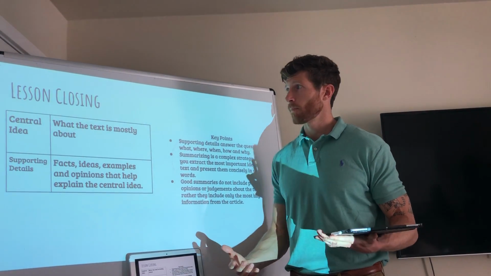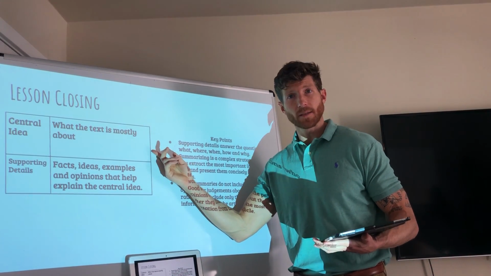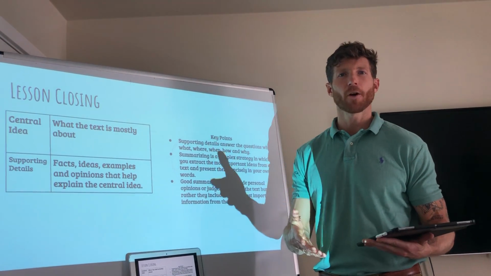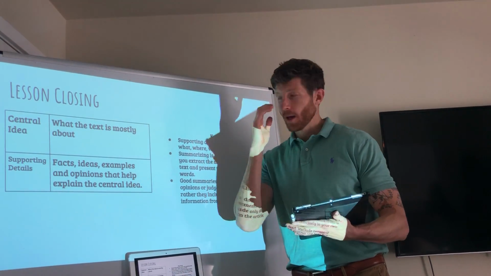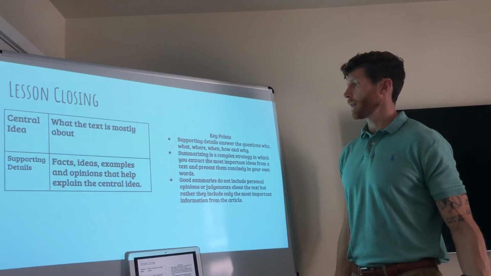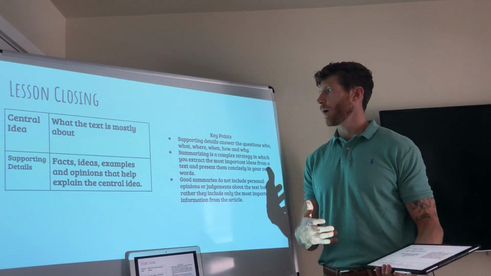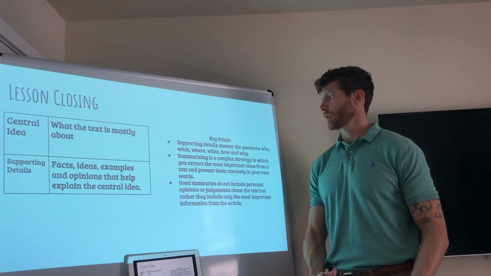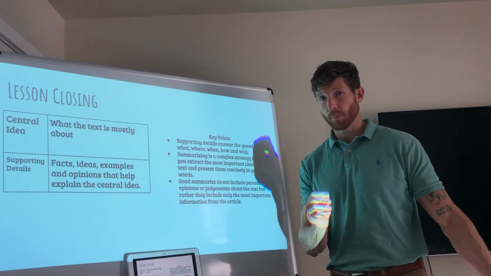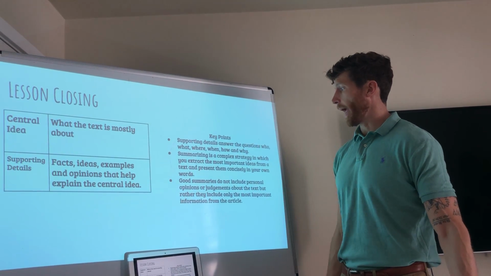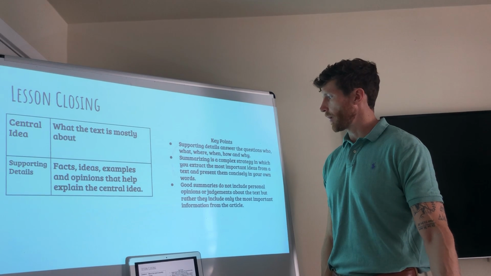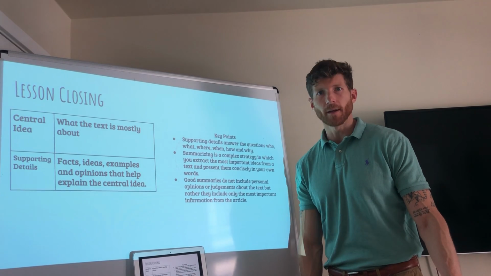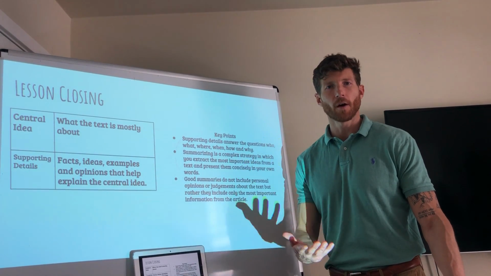In closing, a central idea is what the text is mostly about. Supporting details are facts, ideas, examples, and opinions that can help explain the central idea. It's really important to remember that supporting details answer the question who, what, where, when, why, and how. Summarizing is a complex strategy in which you extract the most important ideas from a text and put them into your own words. And good summaries do not include personal opinions or judgments about the text, but rather they include only the most important information from the article or text.